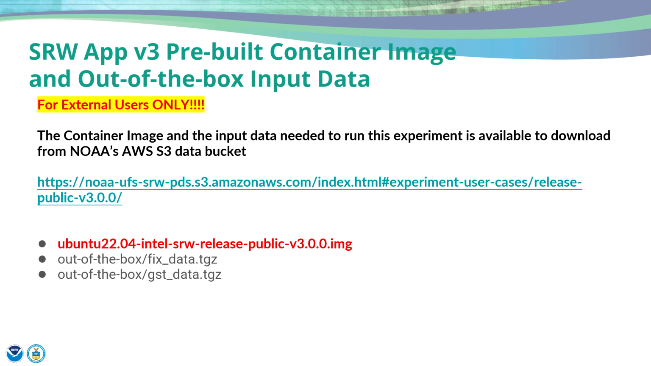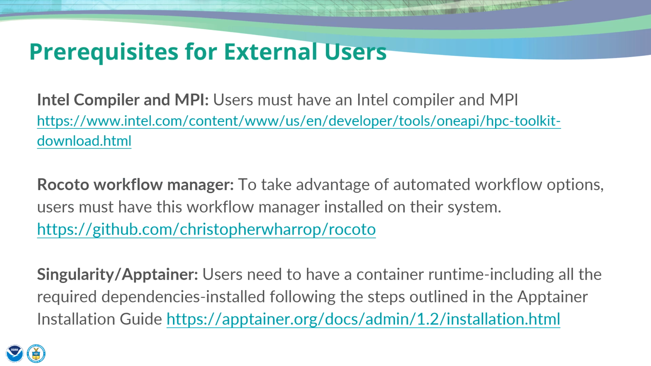These files are available as zipped tar files. That's why the extension is TGZ. External users or individuals who do not have access to the level 1 Nova systems need to install the following prerequisite software before attempting to build and run the SRW app version 3 container.